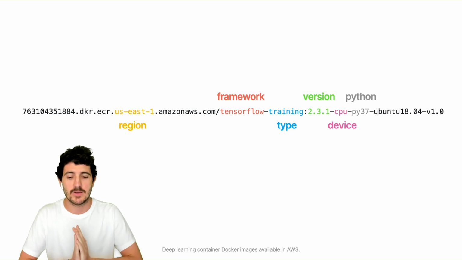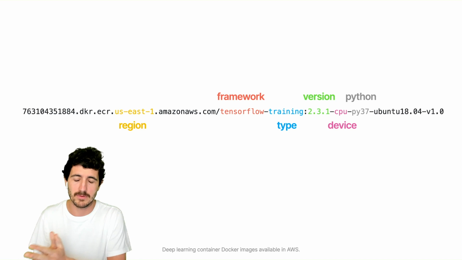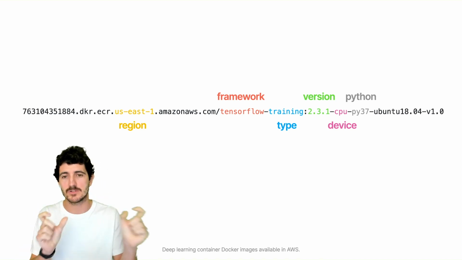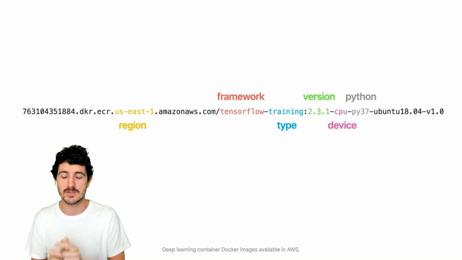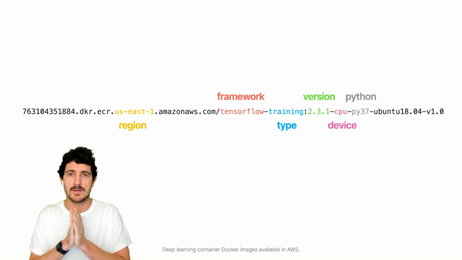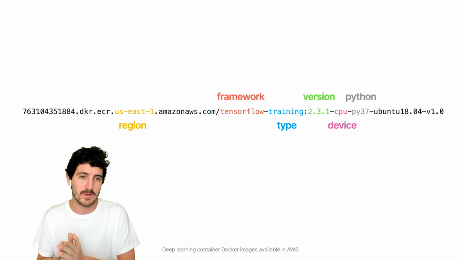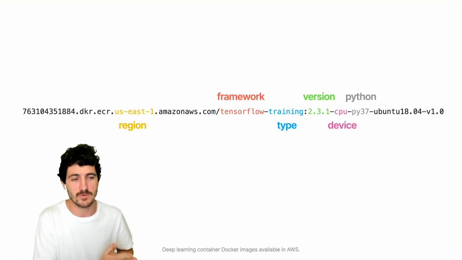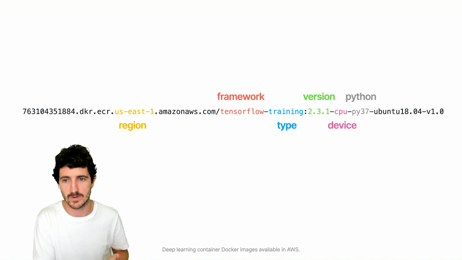This is the other thing that we need to have in mind. The good thing about AWS is that it provides you a way to just change parameters on a URL and obtain an already built Docker image. In this case, we have to get the parameters for the region, the framework, the type of job that we're going to do, the version of the framework, the device, and the version of Python. There is an extra parameter if you choose GPU, with which you can specify the CUDA version.